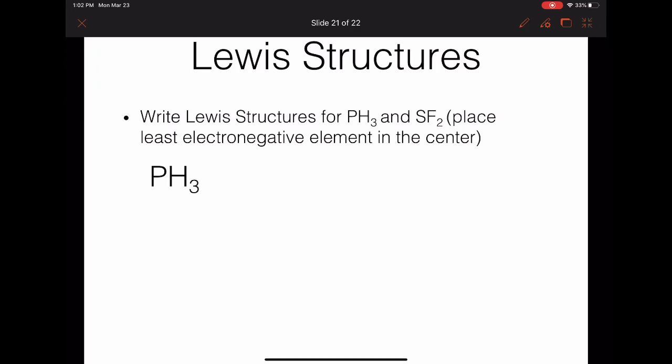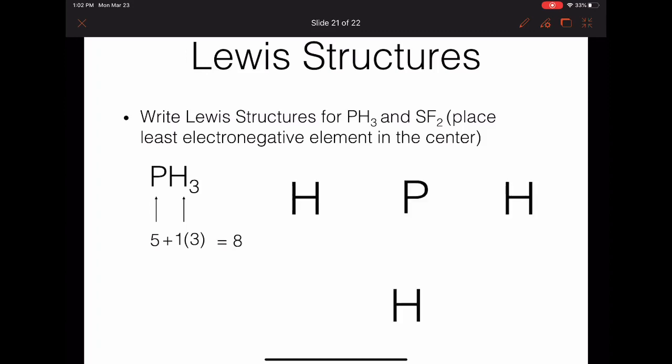Anytime I have hydrogens in a compound, I have to place them all the way around the outside of the compound. So phosphorus contributes a total of 5. Hydrogen contributes a total of 1, but there are 3. So I have to add that 1 three different times, or multiply it by 3. So this gives me a total of 8 total electrons to distribute.